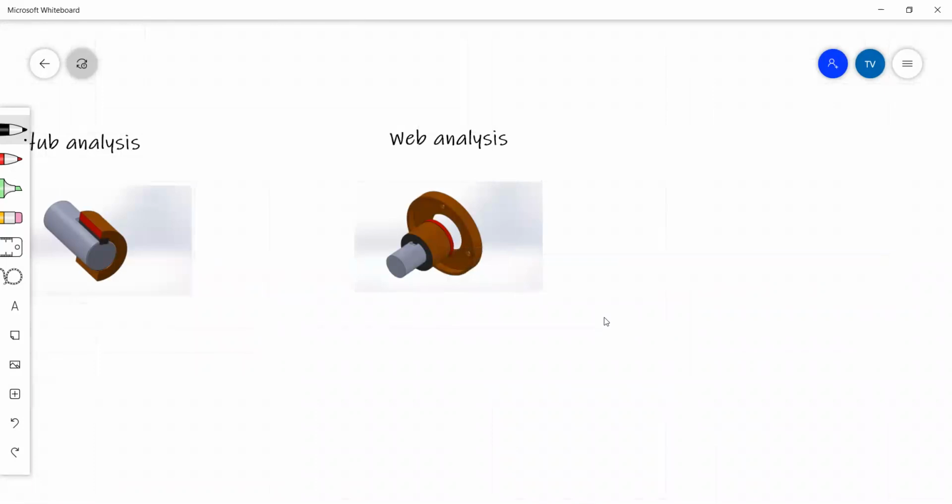Right, so the web analysis is purely dependent on your hub analysis. Depending on your hub outer diameter that you determine in the hub analysis, you can then calculate your web thickness. And that's what you're trying to find, the thickness of this red region here.